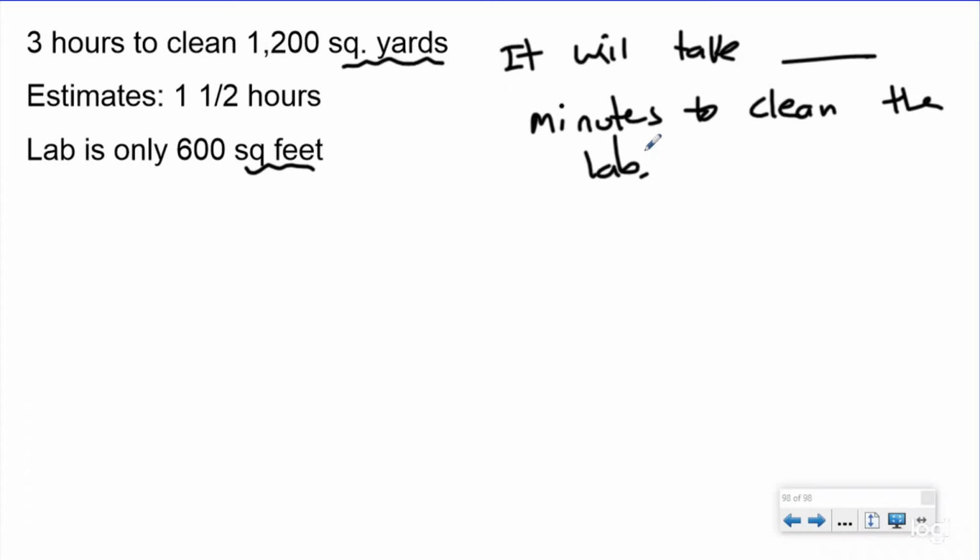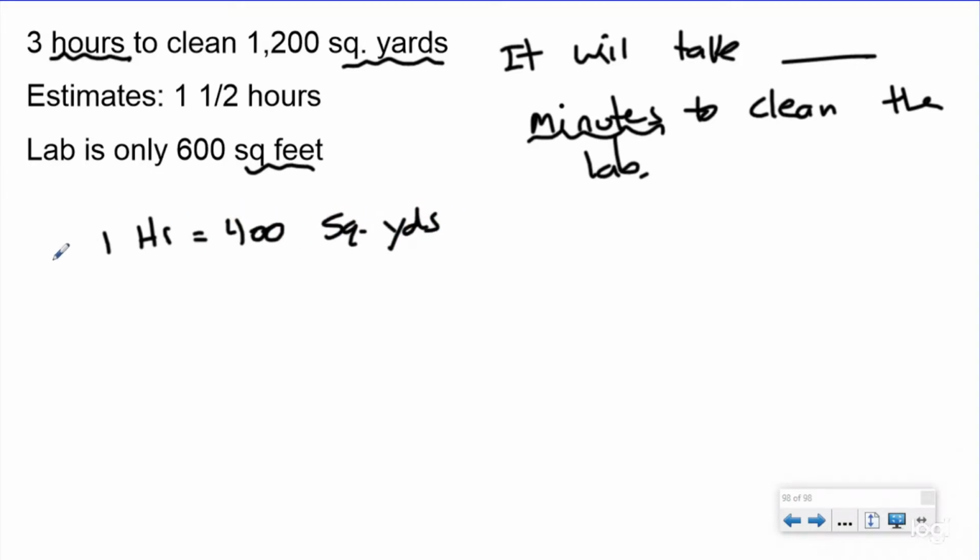So I actually have a couple different things going on here. First of all, I know I'm looking for minutes. I don't see minutes, but I do see hours. So I have two types of conversions I need to do. I see hours and minutes, and I see square yards and square feet. So I know it's going to take 3 hours to clean 1,200 square yards. The first thing I want to do is turn this into 1 hour. So I'm going to divide 3 hours divided by 3. That's going to give me 1 hour. And whatever I do to my hours, I also have to do to my square yards. So 1,200 square yards divided by 3 is going to give me 400 square yards.